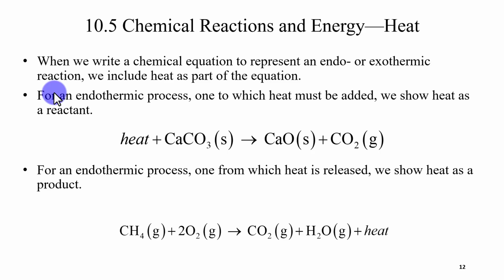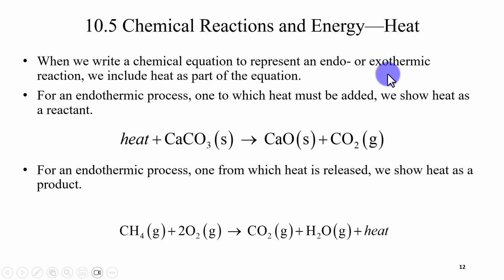The last bit of chapter 10 that we're going to talk about is introducing energy in the form of heat when we talk about chemical reactions. Some chemical reactions can require heat to occur, and some give off heat when they occur. Those chemical reactions that require heat to be able to occur are endothermic reactions. Endo meaning they need heat. For an endothermic process, when the heat must be added, we add the heat as a reactant, so to the left-hand side.